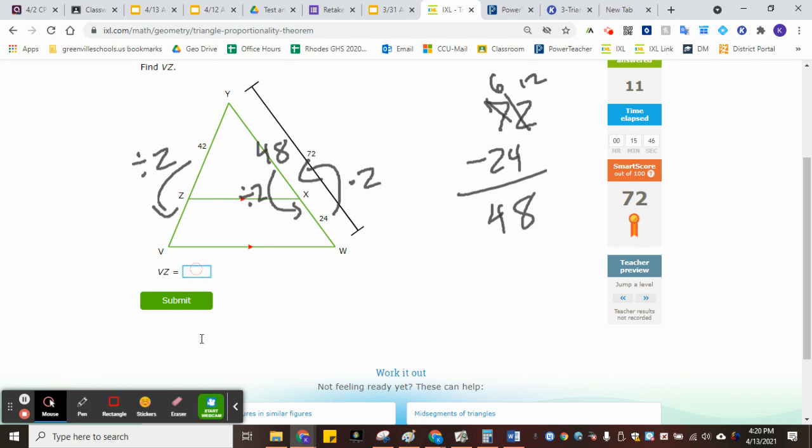Might have been easier to set up the proportion. I was trying to be clever, and I think I've made it more work and more mental on my part.